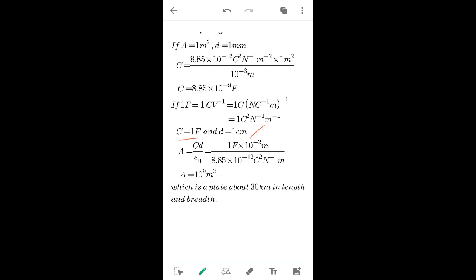So see what we have got here: 1 farad into D, which is 10 into 10 raised to minus 2, that is 10 raised to minus 2, divided by the epsilon naught value 8.85 into 10 raised to minus 12. So what you get is a very, very large area, right? That is 10 raised to 9 meter square, and in kilometers, how much will you get? 30 kilometers in length and breadth. Okay, I hope you have understood this.